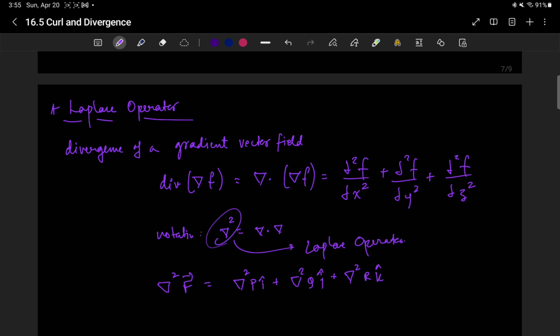We'll stop here, and in the next video, which will be the last for this section, we will look at how we can rephrase what we had in Green's theorem, but written as vectors.